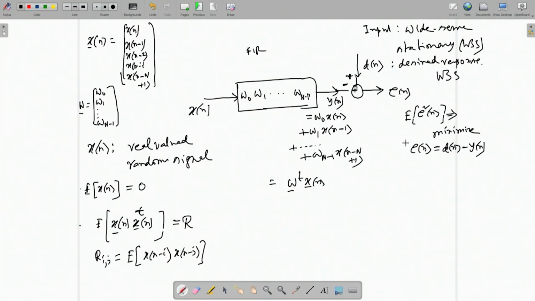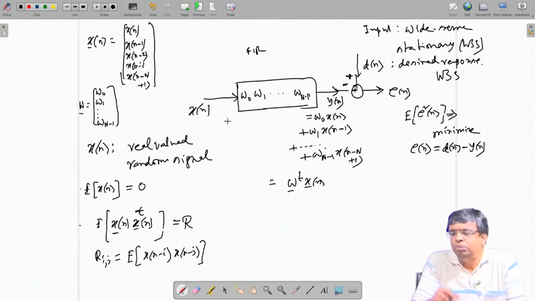this entire thing will be a function of what? W0 square, W1 square, W2 square, and W0 W1, W1 W2, W0 W2. So it will be a second order function of all the coefficients. I have to minimize this second order function with respect to the coefficients, so that the minimum gives the best coefficients. So I have to take the partial derivative of this entire thing with respect to W0 and equate to 0, with respect to W1 equate to 0, with respect to W2 equate to 0.